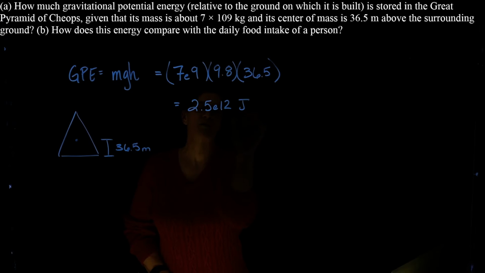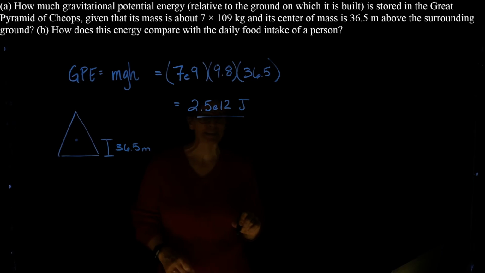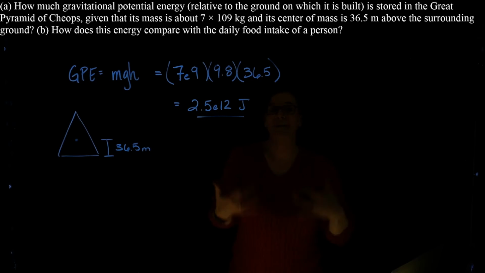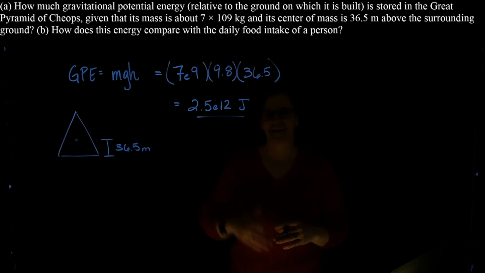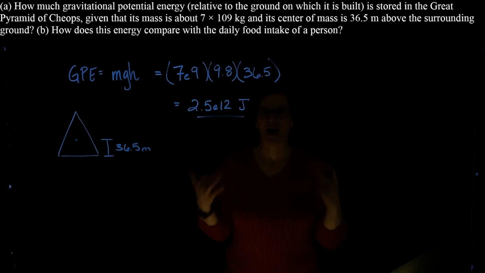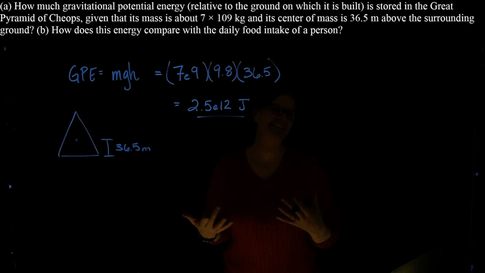And when we calculate that out, we find that the potential energy of this pyramid is 2.5 times 10 to the 12th joules. So that's its potential energy. That's how much energy had to be put into it to have it sitting as this structure at that height. So how many calories does that compare to in terms of an average intake of a person?